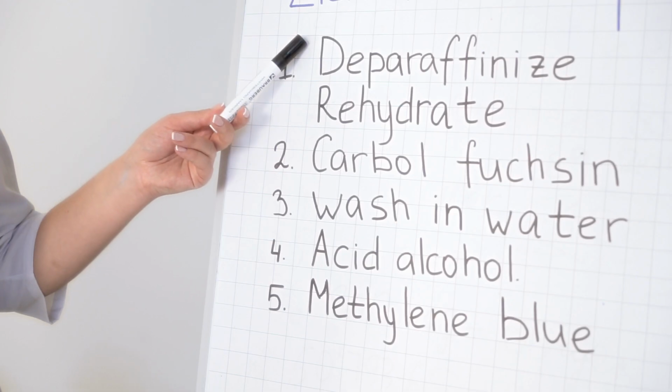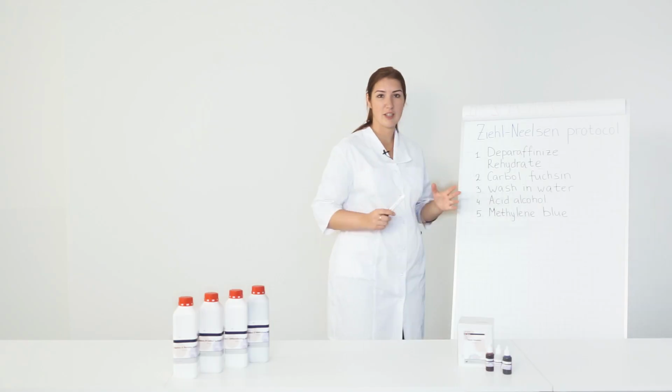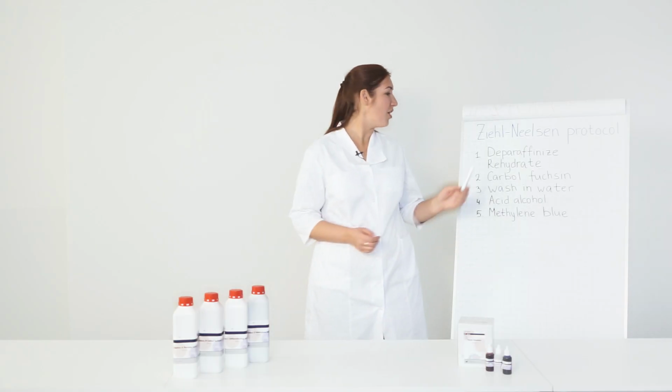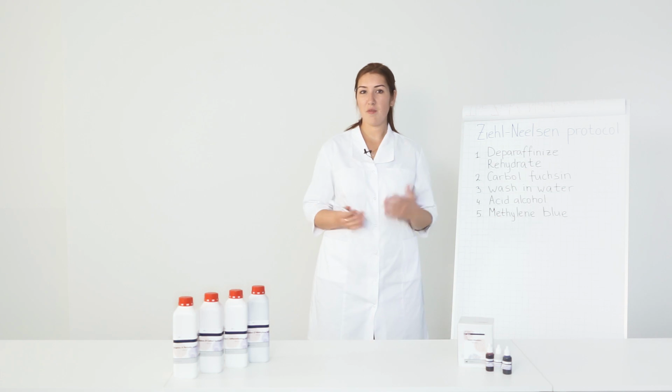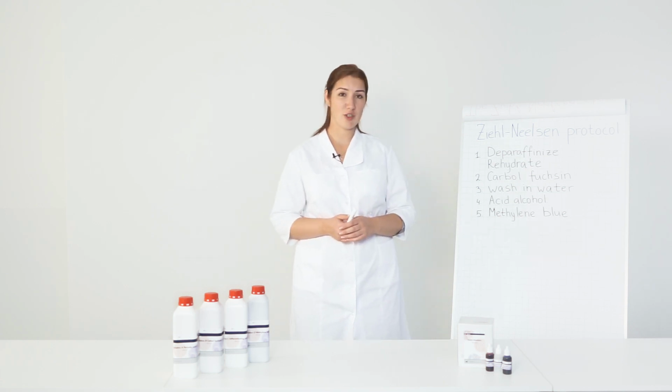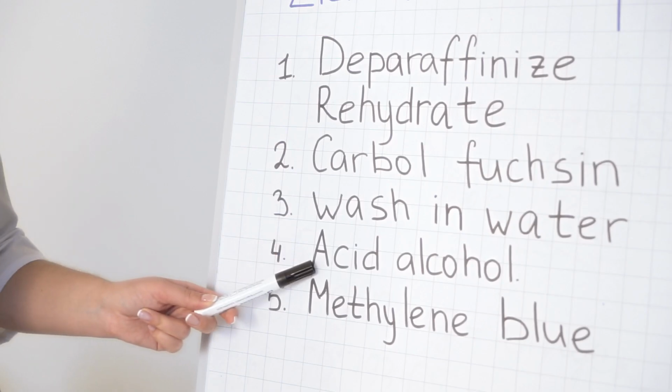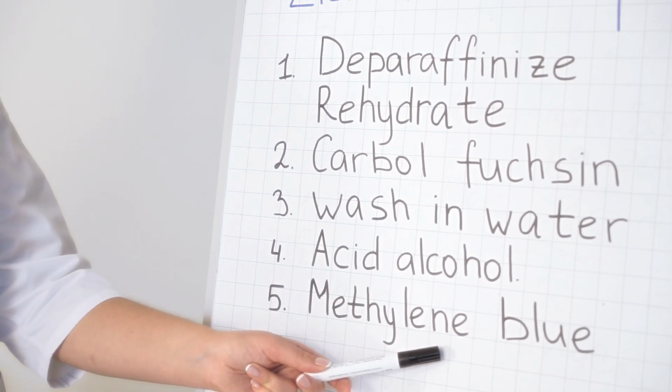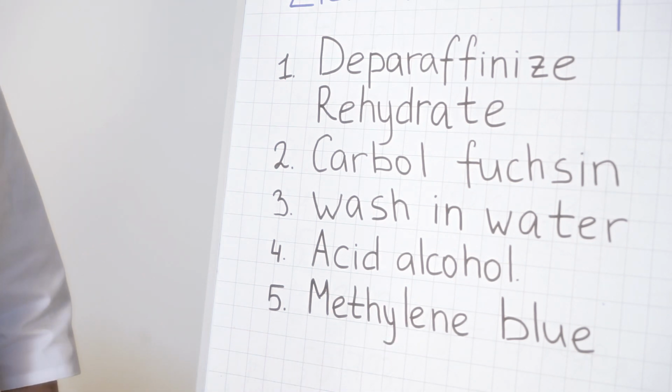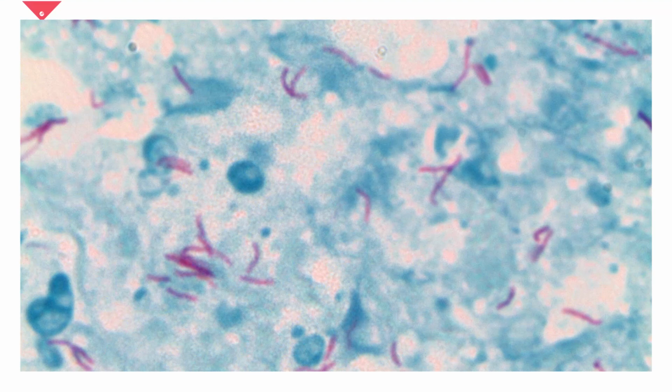After deparaffinization and rehydration, slides with thin sections are stained with carbofuchsin. Then they are washed in water and differentiated in acid alcohol. Then methylene blue is used as counterstaining agent. As a result, acid-fast bacteria will be bright red and all the background will be pale blue.